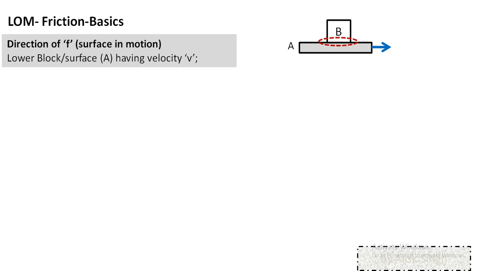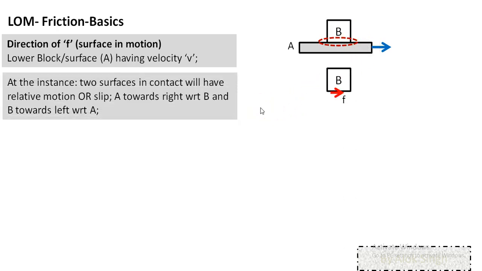So first, which is the contact surface here? This is the contact surface. How many surfaces are here? Two. One for block B, another for block A. Now these two surfaces have different velocity. The top surface is at rest, the bottom surface has velocity towards right. So at the instant shown here in the figure, the two surfaces in contact will have relative motion, or they will slip.